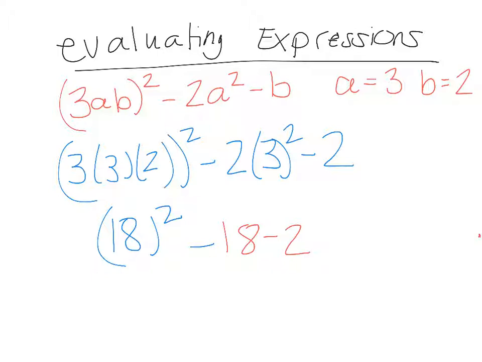Next, again, order of operations, and then we move left to right. So 18 squared is 324 minus 18 minus 2. So then all I'm going to do is just go in order, and it ends up being 304. Most important thing when you're evaluating expressions is remembering the order of operations. If you mess up the order of operations, then that's where you're going to have flaws in your answer.